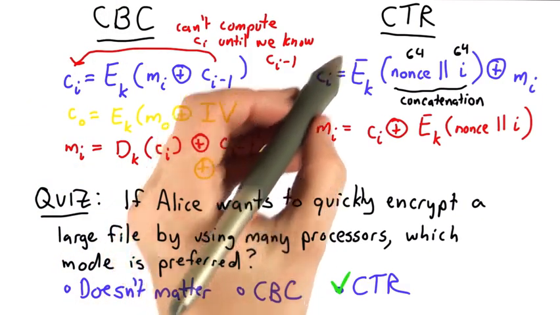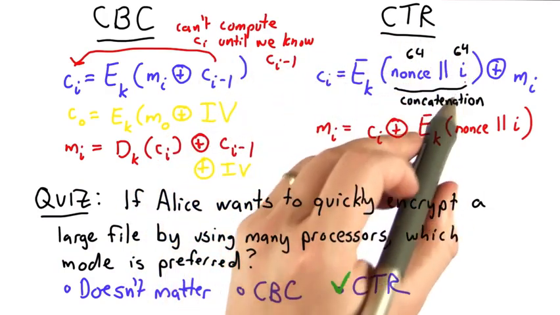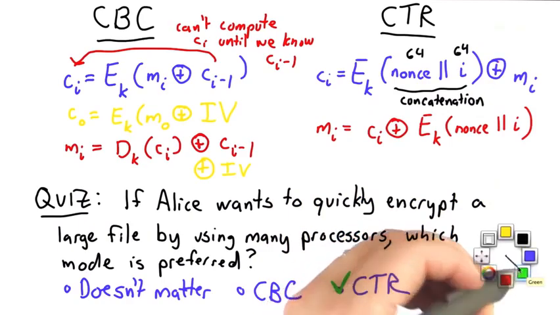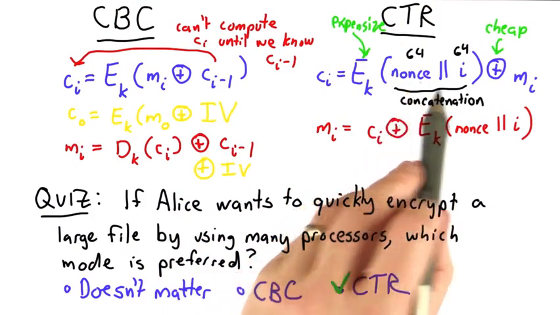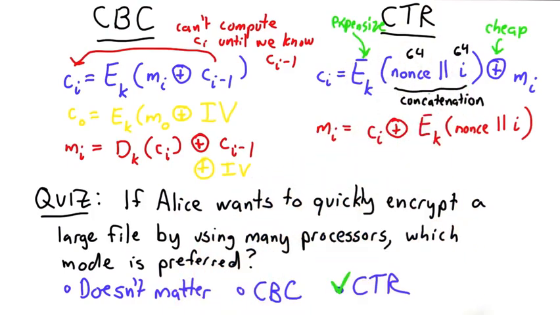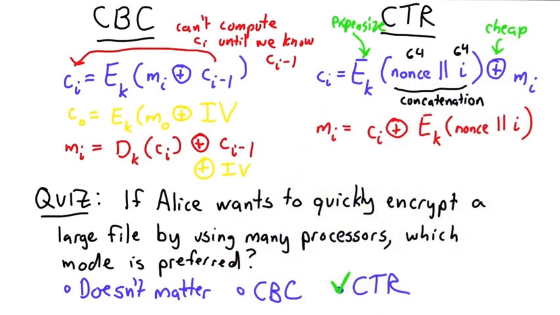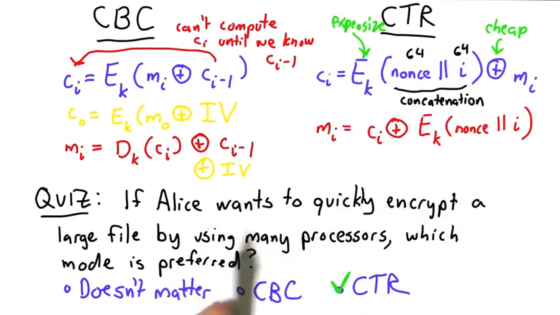With counter mode, we can actually compute all these encryptions before we even know the message. The expensive operation here is not the XORs. XORs are very cheap. Encryption is expensive. So we could pre-compute, for a given nonce, all of these encrypted counters. And then once we know the contents of the file, we can do those XORs also in parallel, but those are very quick. So all of these encrypted blocks could be computed in parallel using many processors. That's a big advantage of counter mode over CBC mode.